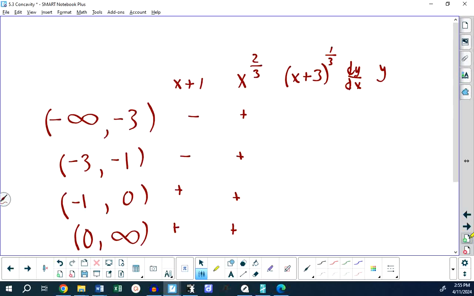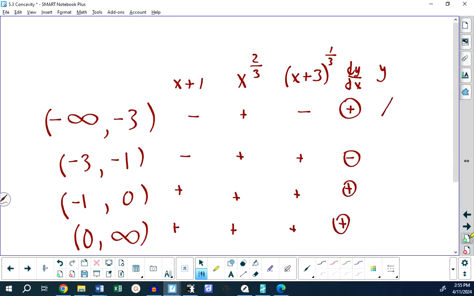x plus 3 to the 3rd means the cube root of x plus 3. When x plus 3 is positive, the cube root will be positive. When x plus 3 is negative, the cube root will be negative. So we can basically say, because this is an odd exponent, we're going to treat this as a linear function. It's going to be negative and then switch to positive. Which means the derivative is positive, the derivative is negative, then it's positive, then it's positive.